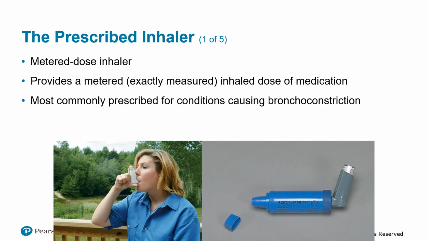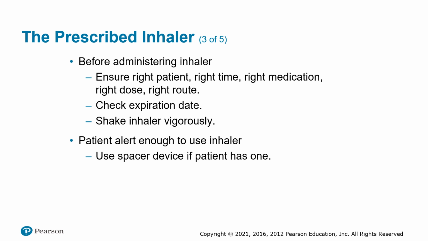So let's talk about the metered dose inhalers. These are prescribed. It provides an exactly measured dose of medication, and it's most commonly prescribed for conditions causing bronchoconstriction. So before we administer the inhaler, we're going to make sure that we have our 5 rights. So right patient, right time, right medication, right route, and right dose. We're going to check the expiration date to make sure it's in date. We're going to make sure that it's the patient's own medication, and that our patient is alert enough to use the inhaler.